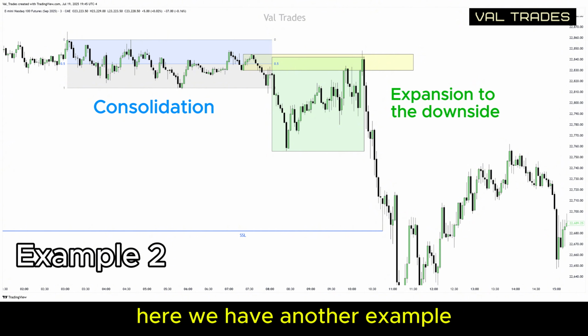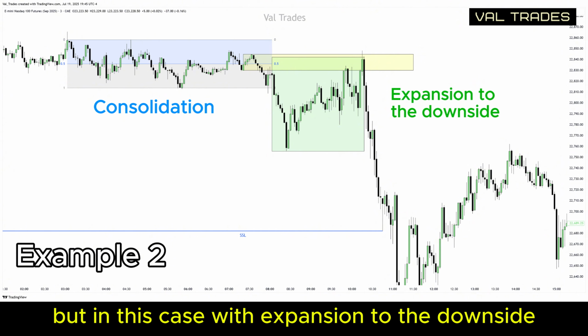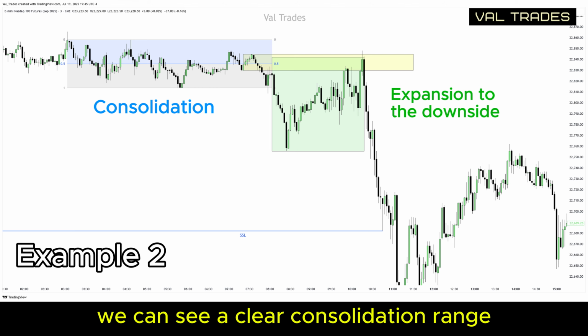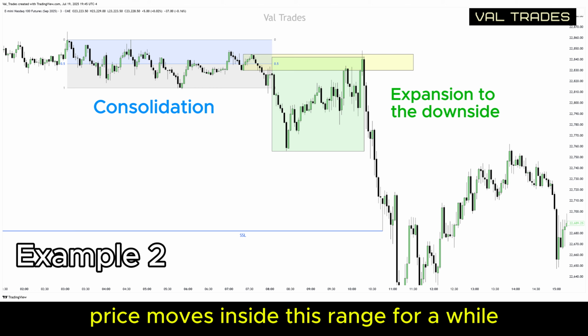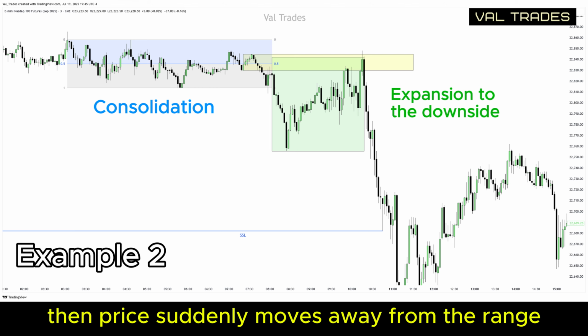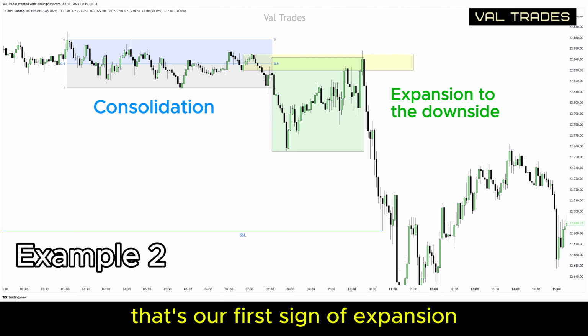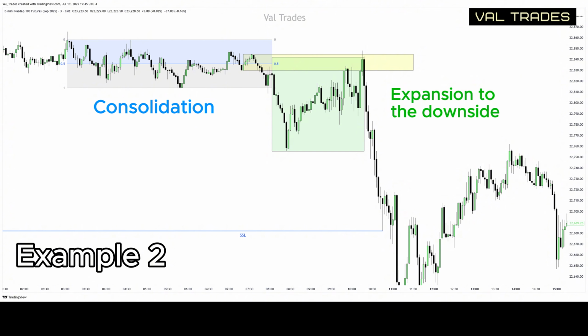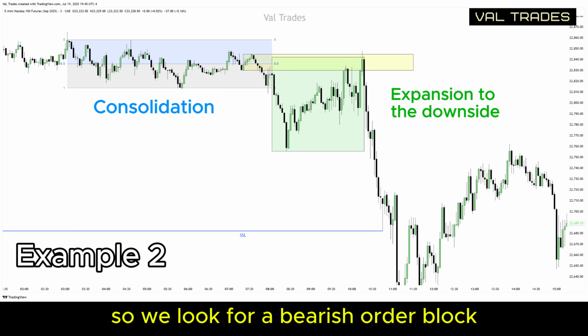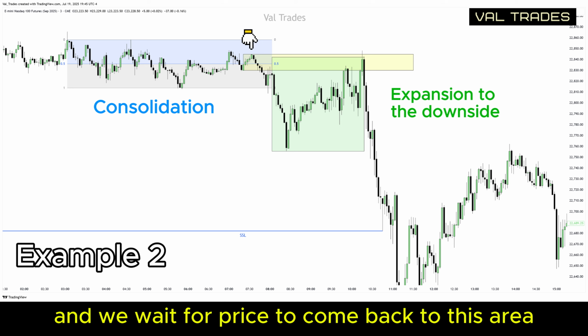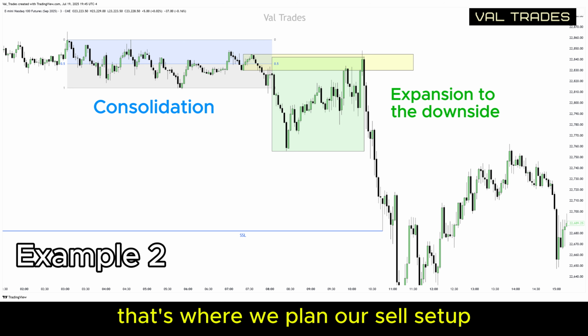Here we have another example, but in this case, with expansion to the downside, we can see a clear consolidation range. Price moves inside this range for a while, then price suddenly moves away from the range. That's our first sign of expansion. In this example, price expands to the downside, so we look for a bearish order block near the equilibrium level, and we wait for price to come back to this area. That's where we plan our sell setup.